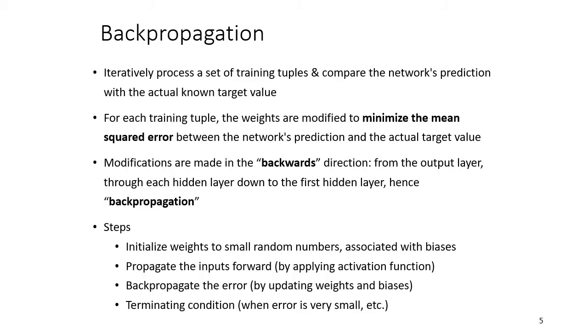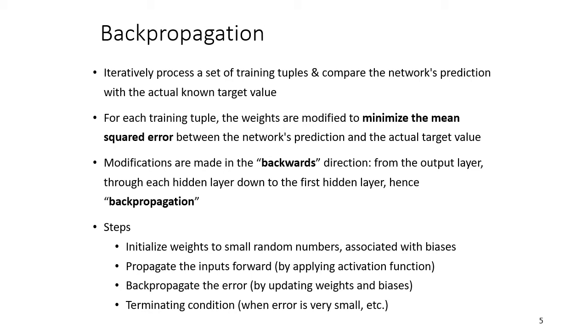Now we'll talk about backpropagation in detail. It is an iterative process where we take a set of training tuples and compare the network prediction with the actual known target value. Suppose the value coming out of the network is 10 and the target value should be 100. We try to adjust the weights in such a manner that the 10 converts into 100 based on the same computations.